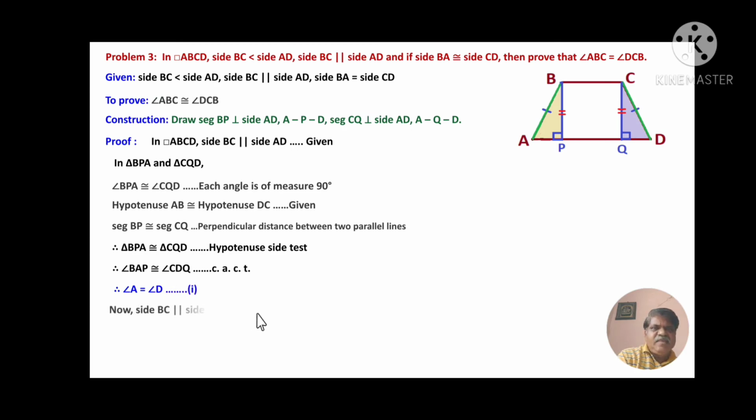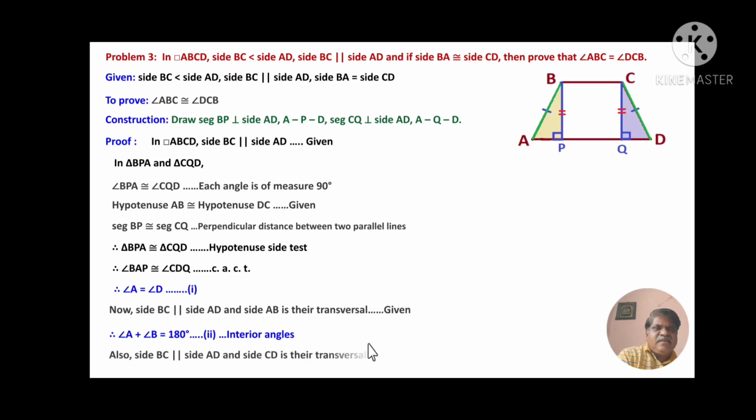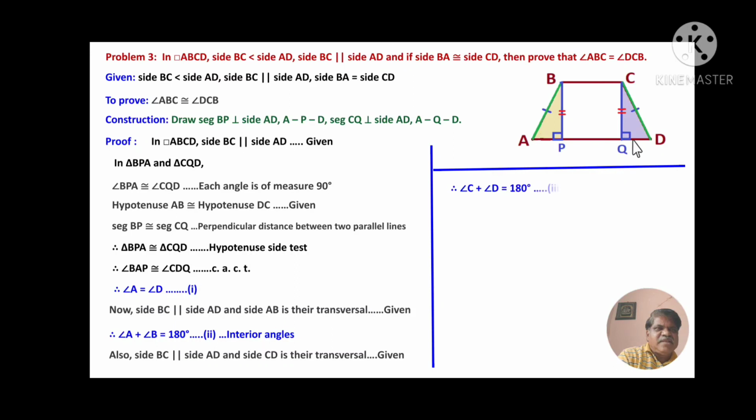Equation 1. Now, side BC is parallel to side AD and AB is the transversal. It is given. Therefore, we get angle A plus angle B is equal to 180, that is the interior angles. Second, also side BC is parallel to side AD and now CD is the transversal. Therefore, you can write that angle C plus angle D, these two are the interior angles, so they sum to 180. Third, angle A plus angle B is equal to angle C plus angle D from 3 and 2, because the right hand side of both are 180, so we can equate them. So we will get angle A plus angle B is equal to angle C plus angle D.